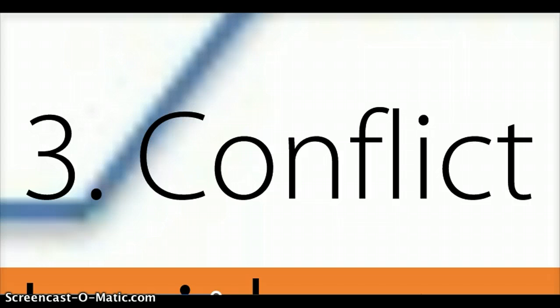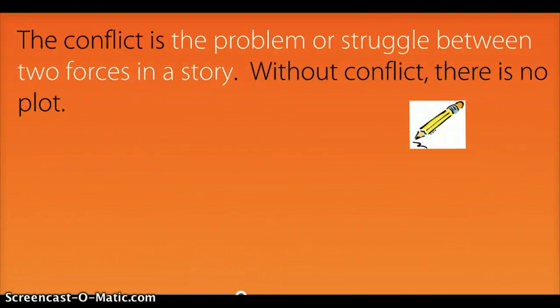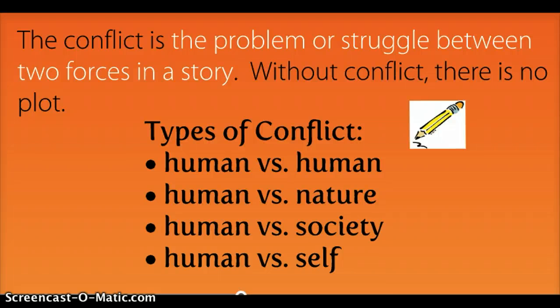So once the inciting incident happens, that then creates the conflict, and the conflict is absolutely essential to a story. Without the conflict, there really isn't any story, because the conflict is that problem or the struggle that's happening between two forces in a story that makes it interesting and gives the story real structure. Now, there are multiple kinds of conflicts. Sometimes it can be a human versus another human. So, for example, in Harry Potter, you've got Harry versus Voldemort. Very strong, very clear two groups of people kind of against each other. You can also have human versus nature.